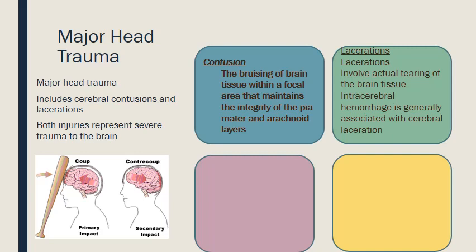Lacerations involve actual tearing of the brain tissue. We can get intracerebral hemorrhage, and it's generally associated with cerebral laceration. And lacerations may tear through the meningeal layer, so you may get subarachnoid bleeds related to the head trauma.